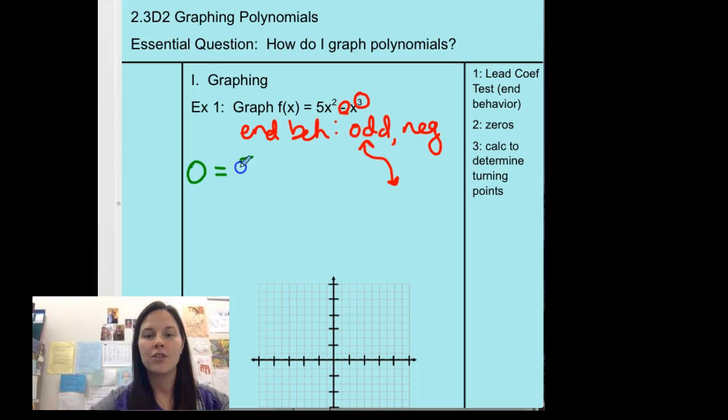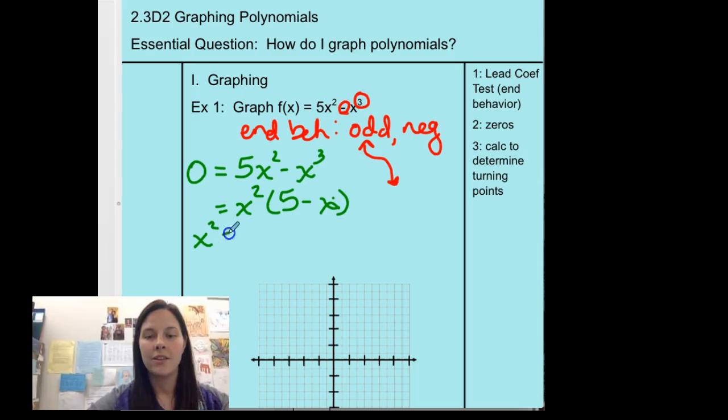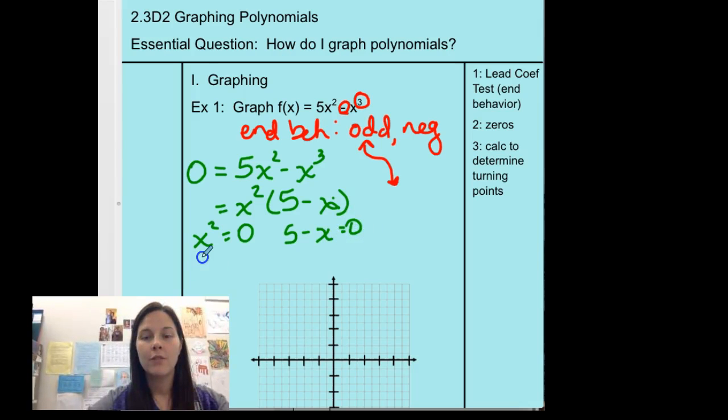So we set our function equal to 0 and solve for x. We have a common factor of x squared, leaving us with 5 minus x. Setting each piece equal to 0, either x squared equals 0 or 5 minus x equals 0. For our first zero, it is repeated, that x is being squared. So the zero at (0, 0) is a turning point for our function.